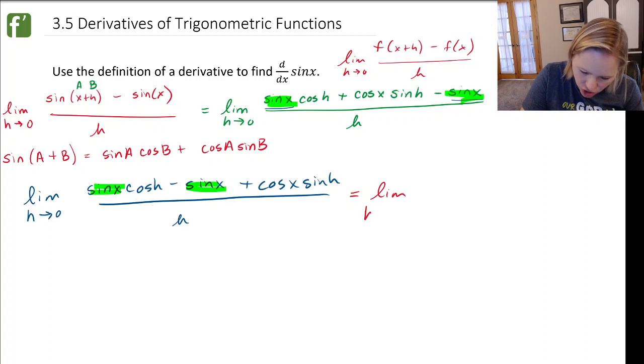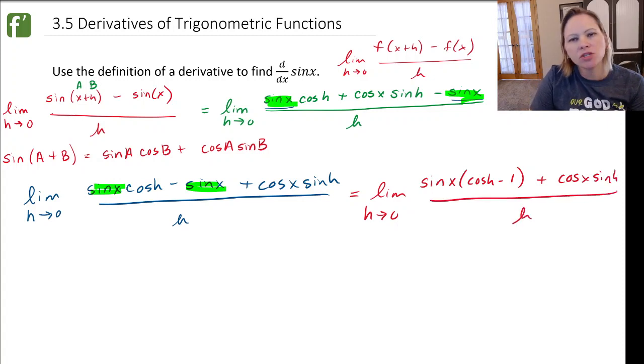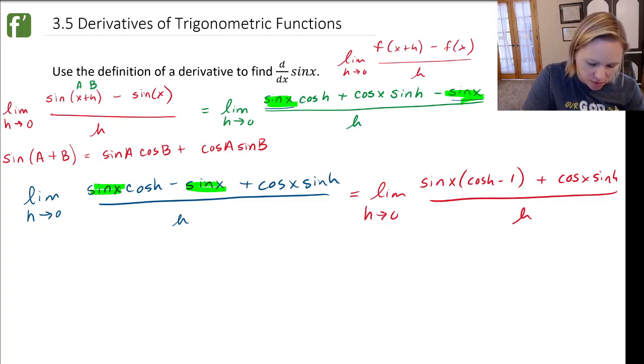The limit as h approaches 0. I'm going to factor out my sine, and I'll have cosine of h minus 1 plus cosine of x sine of h. That stays put, all over h. Now, here's what I'm going to do to continue with this. I have two terms now, and I can evaluate the limits of each of these terms separately. So here's what I mean.